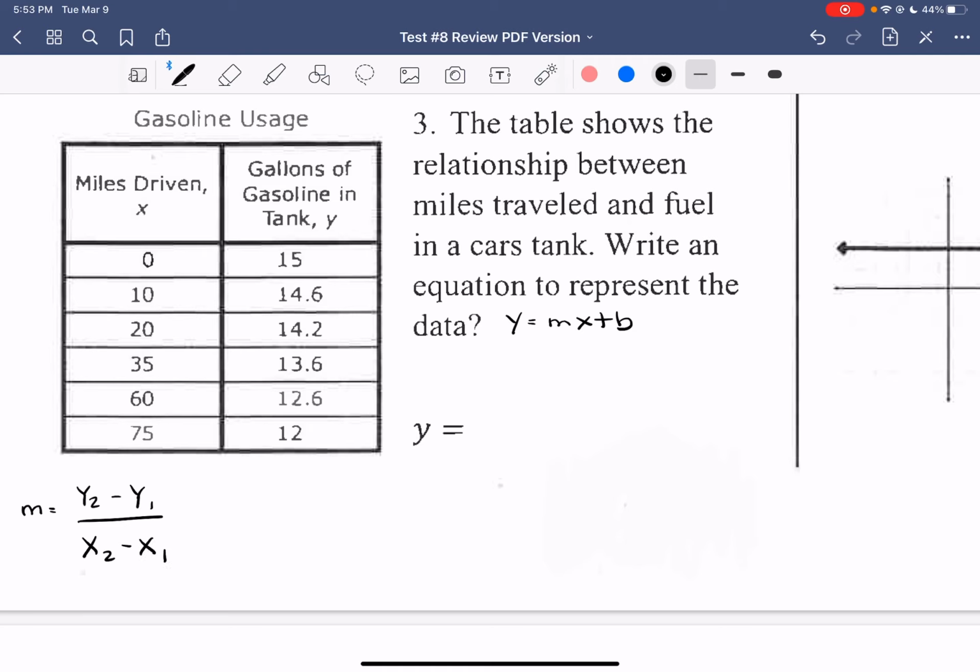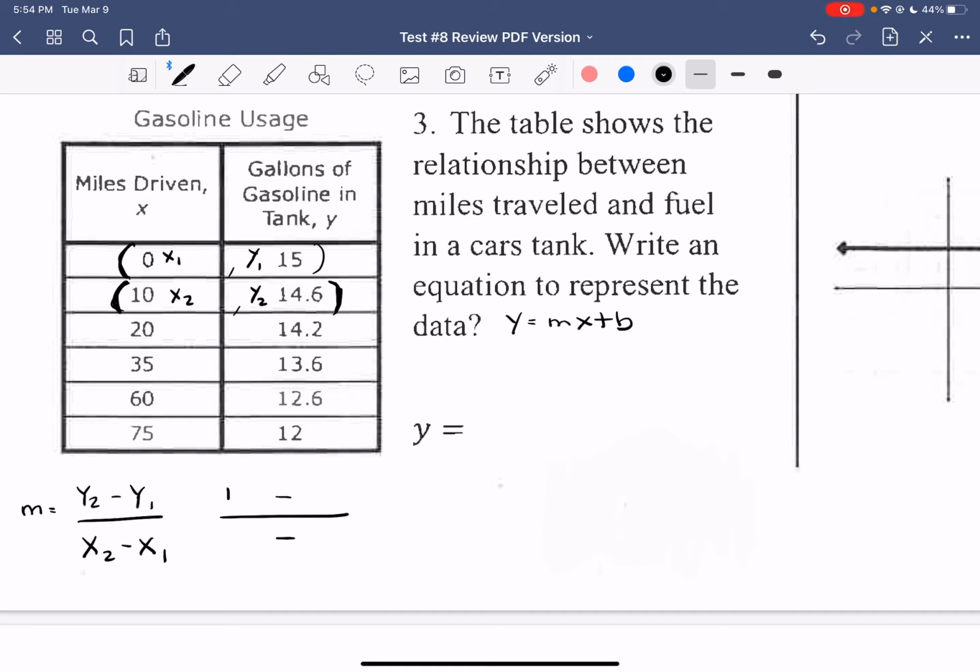And I'm just going to choose the first two coordinate pairs as my x1, y1. So this is going to be x1, this is going to be y1, this is going to be x2, and this is going to be y2. So I just turned these into coordinate pairs because that's what we can do. And then I'm going to transfer those into my equation.